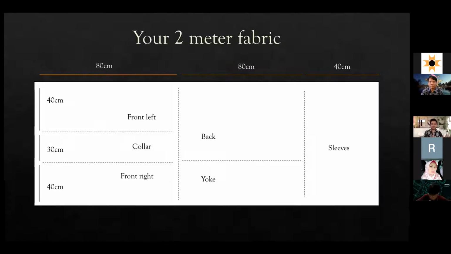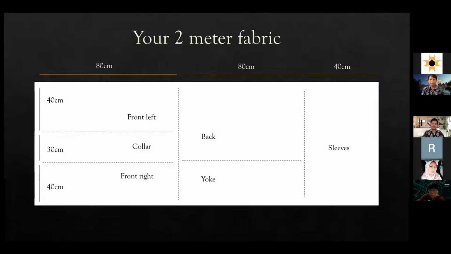And the far left is going to be divided into 3 again: front left, front right, and the middle part is used for the collar. And then the middle part, 80 centimeters, is the back, because the back we don't cut it, right? We don't separate it into 2. It will be like one plain fabric.